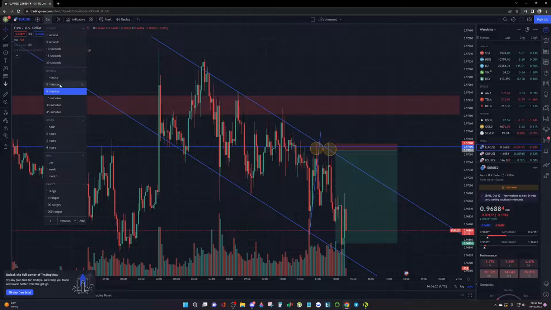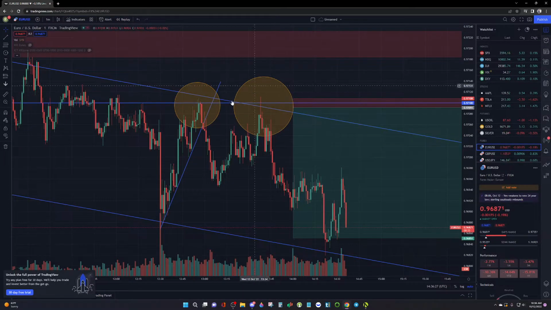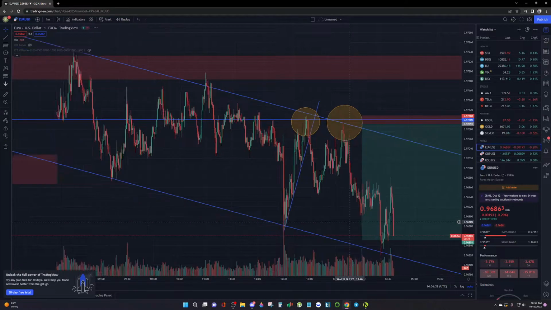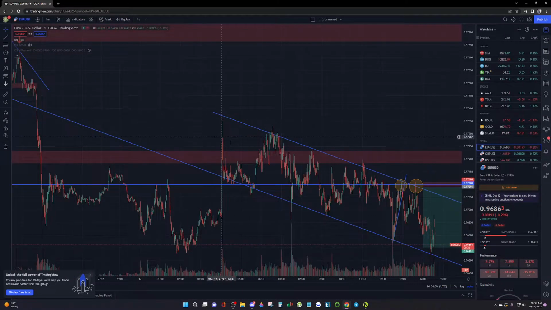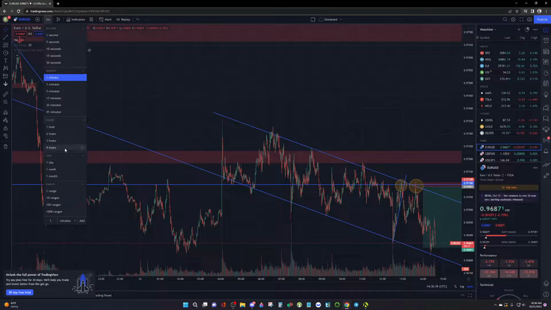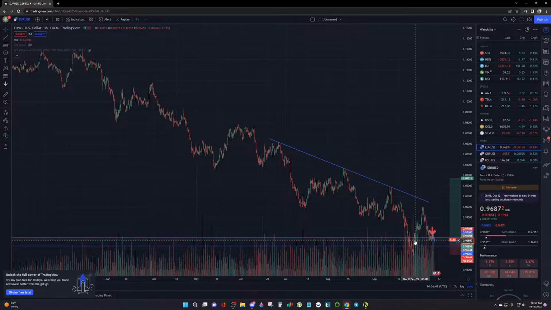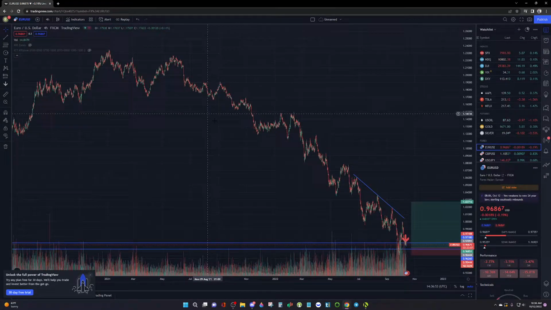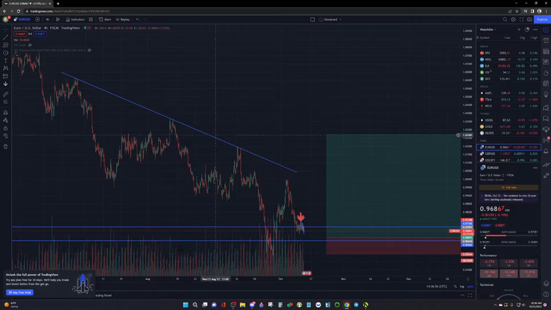If you zoom in to this 1 minute, this is what you see, and you need to find the larger trend. If you zoom out, the overall trend is bearish. And if you zoom out even more on the 4 hour, the Euro dollar has just been downtrending ever since, I mean, since May. So we are in a very bearish trend for a while now.